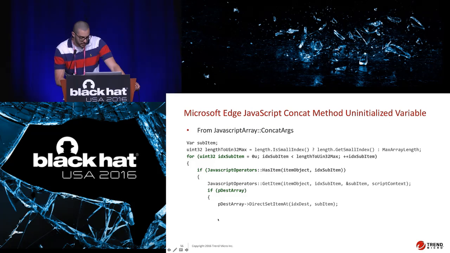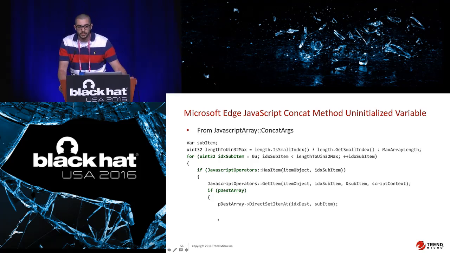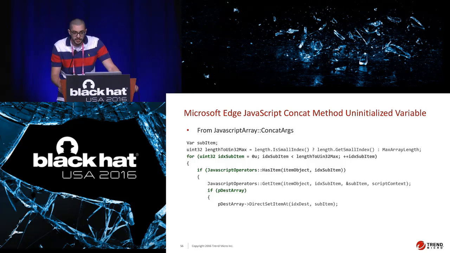All right. So when concat is executed from JavaScript, basically in Chakra, the code flow reaches concat args, and as you guys can see, the subitem is defined on the stack, but it's not initialized. And inside the loop, if has item succeeds and get item fails, basically it's going to push an uninitialized subitem inside the array, and that's the root cause of the bug. Just plain simple.